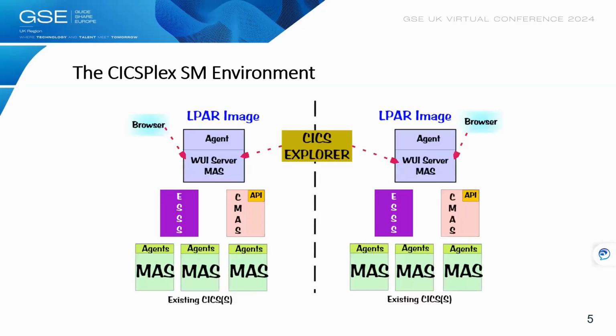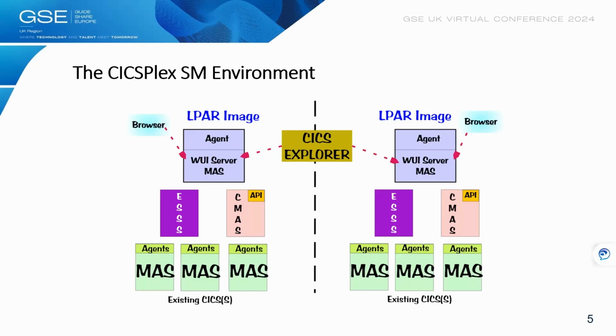So in an environment itself, so this is a CICSPlex SM environment, you have a couple of regions if you look at the lowest level. They're called MAS. MAS is, right? So a CICS region is a MAS. It's a managed application system. And that is just the CICSPlex SM terminology for a CICS region.